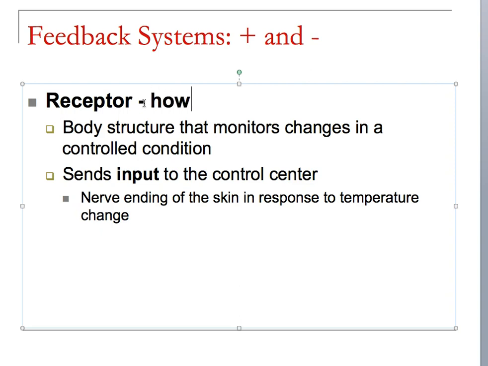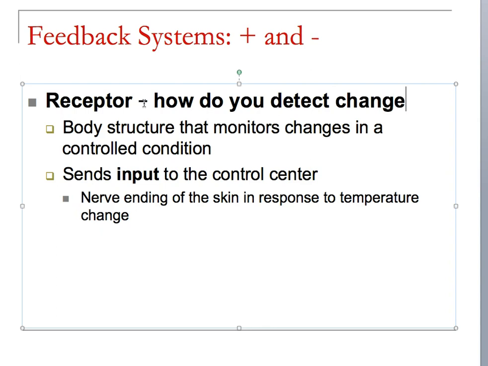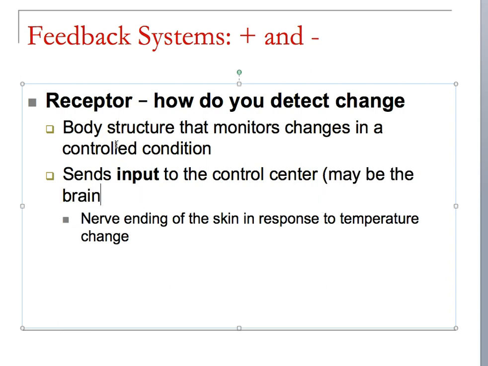How do you detect change? Well, that's the purpose of a receptor. And there are many, many different types of receptors. They're going to send impulses and input to a control center. And that control center may be the brain, but it doesn't have to be.